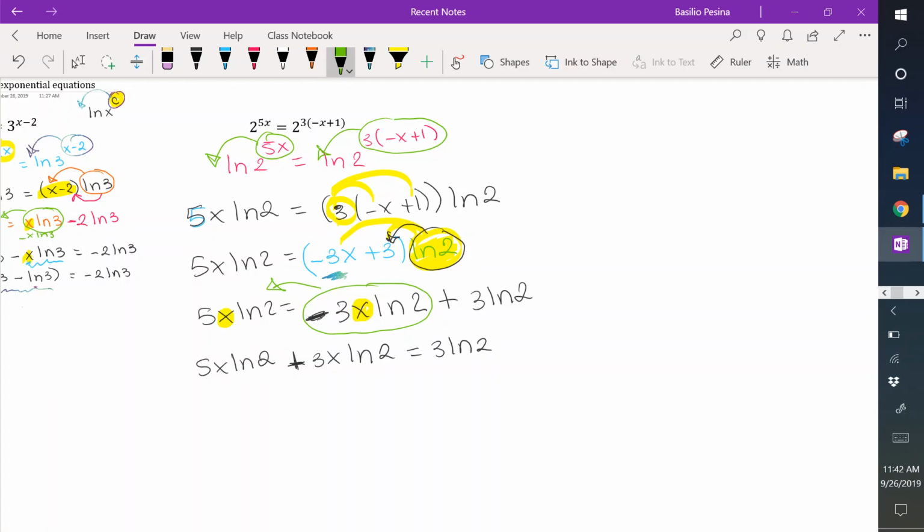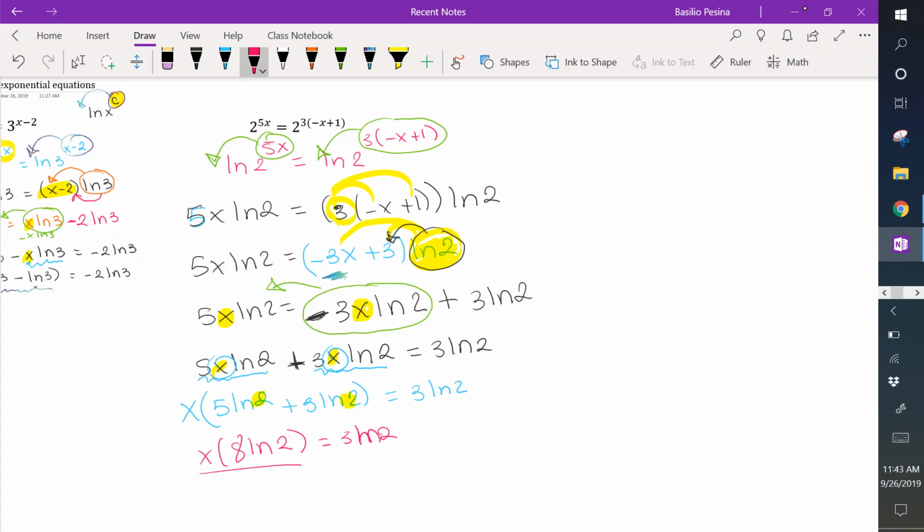We notice that this has an x and this has an x, so we can factor out the common term. If I factor out the x from this term, I'm left with 5 ln of 2, and from this term, I'm left with a positive 3 ln of 2, equal to 3 ln of 2. Do you see any like terms? These natural logs are base 2, so I can combine them. That gives me x times, 5 apples plus 3 apples, that is 8 ln of 2, equals 3 ln of 2.